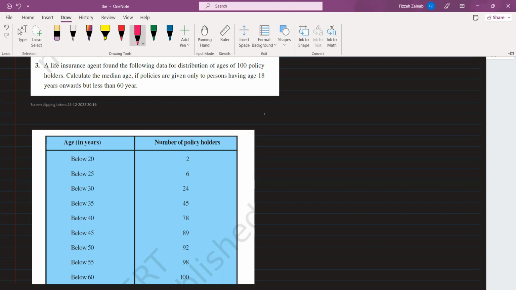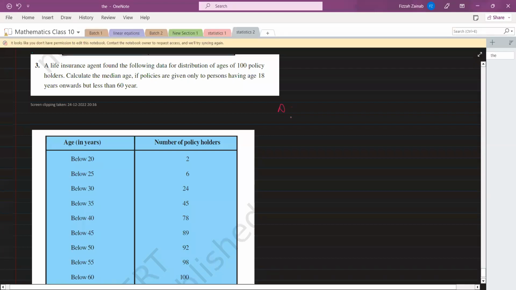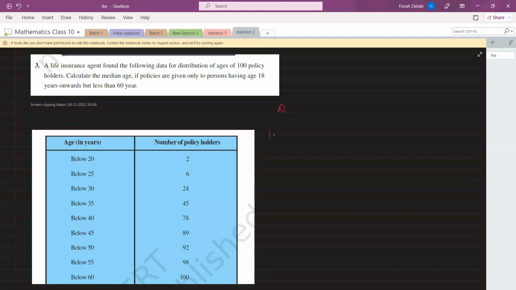When you make your first column of classes, you can write age as the heading. The first class will be 18 to 20, right? Now you write its corresponding frequency, how many holders are in it. For 18 to 20, the number of policy holders is 2. So 2 people are in this age group. The next interval will be 20 to 25.